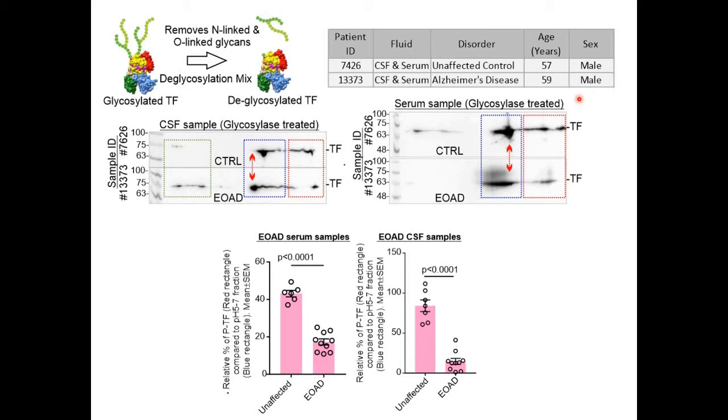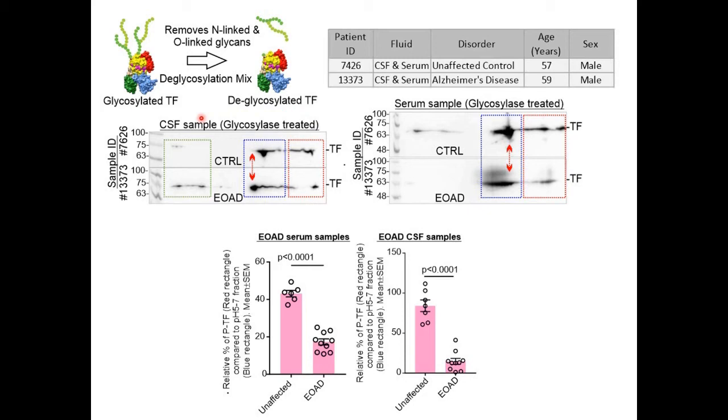phosphotransferrin-based Alzheimer's biomarker. In this slide, the top left panel shows a diagrammatic representation of the deglycosylation strategy to remove the N- or O-linked glycans from transferrin before isoelectric focusing. The deglycosylation of transferrin improved the focusing resolution.